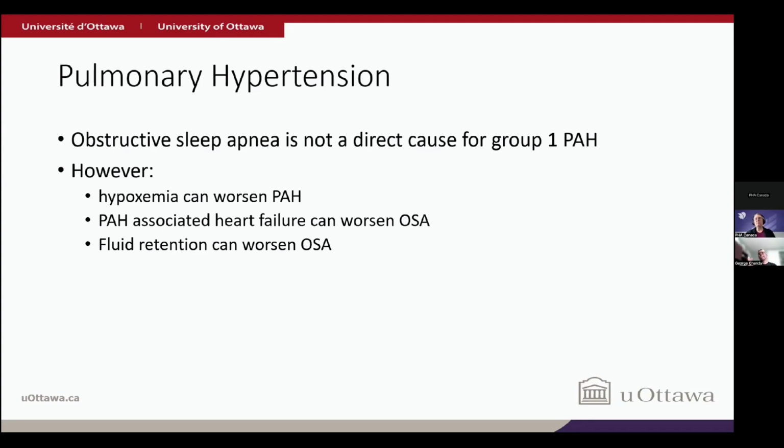It doesn't exactly cause group 1 PAH. What it does is it worsens PAH. So when I see a patient who we've diagnosed with PAH, I don't worry that sleep apnea caused their PAH. The only thing I might worry is, could sleep apnea be worsening their PAH? Or could it be causing things like heart failure, which could worsen sleep apnea, if that makes sense there.